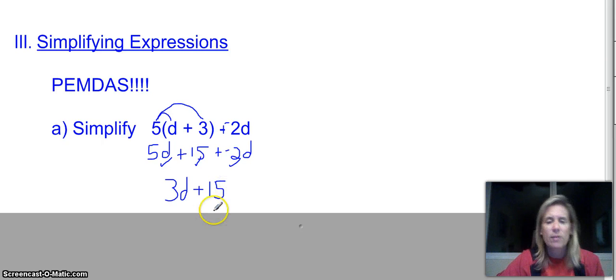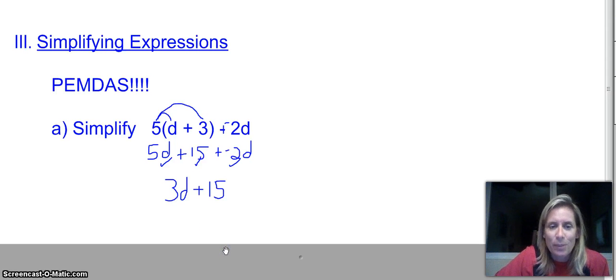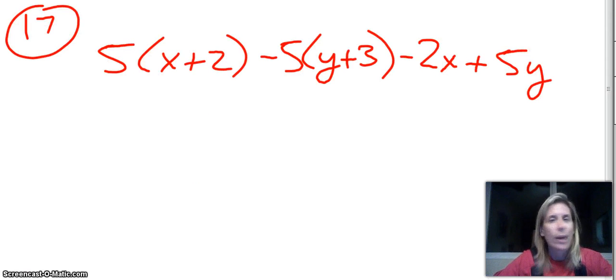Ta-da! 3D plus 15. So what is 3D plus 15? It's 3D plus 15. It is not 18 of anything, right? Because these are not like terms. That is our simplified expression. Okay, one tricky little sample for you. Try this out. Pause the video, try it out, and come back and see if you have the correct answer.